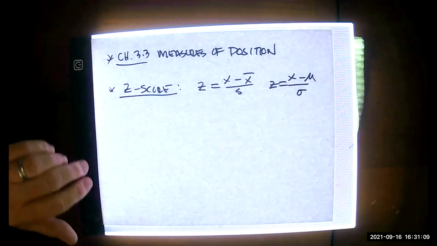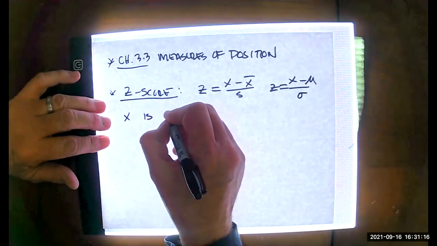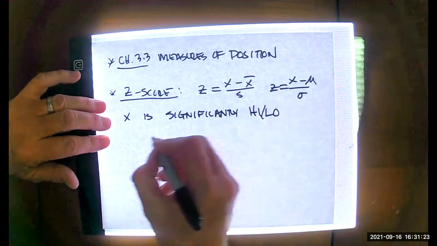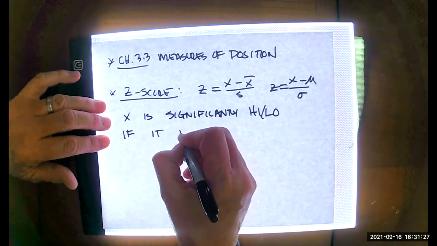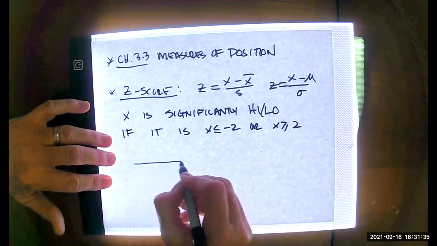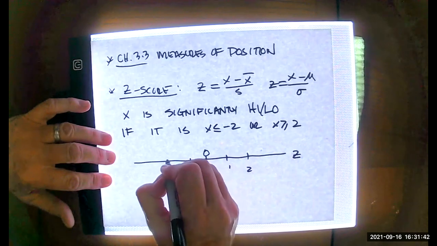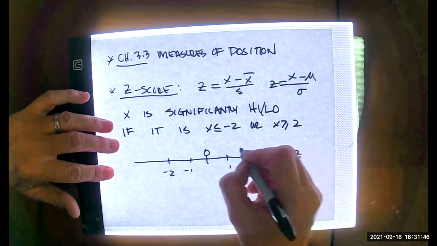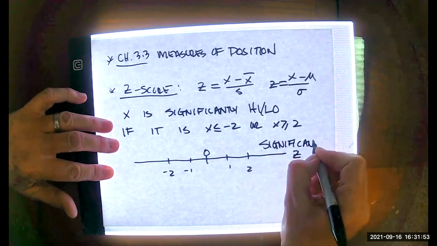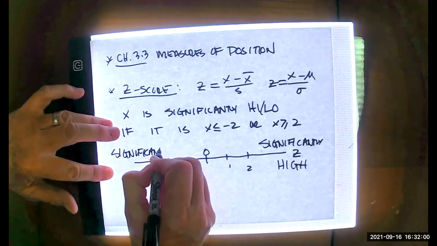We can use the z-scores to define significantly high and low x scores. So x is significantly high or low if its z-score is less than or equal to -2 or greater than or equal to +2. So on the z-score number line, scores that are out here are significantly high and significantly low.